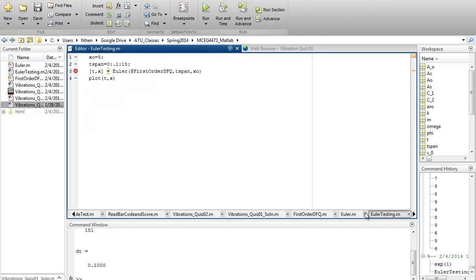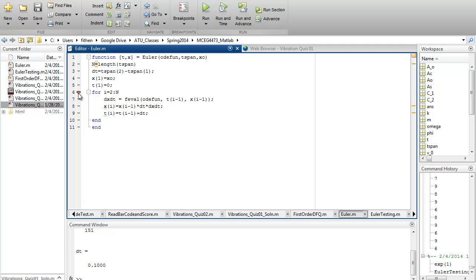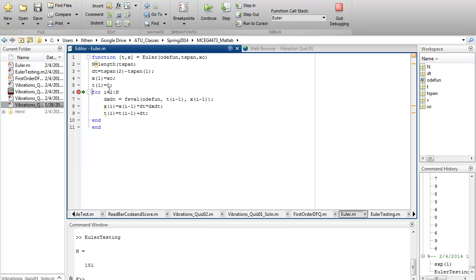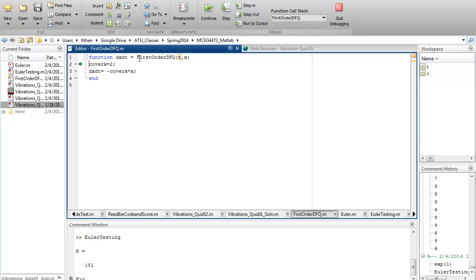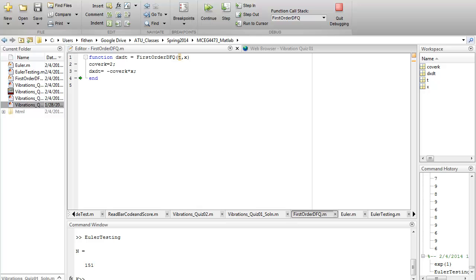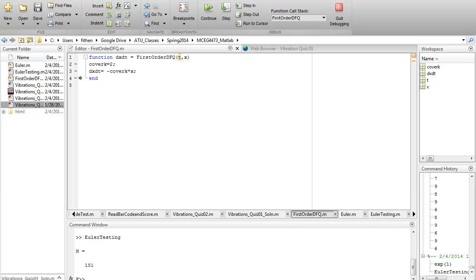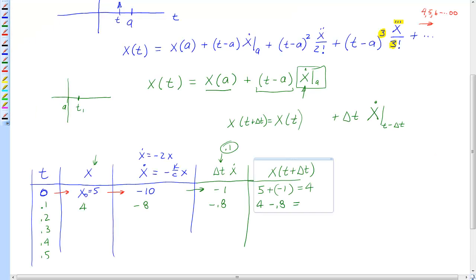As a matter of fact, let's just go in here and put a breakpoint right here. And hit this thing, hit it again. Okay. Now, I'll hit F11, and you notice I ended up in this routine with t equal to 0 and x equal to 5. I get my minus 10, which was the same thing that was sitting right here.